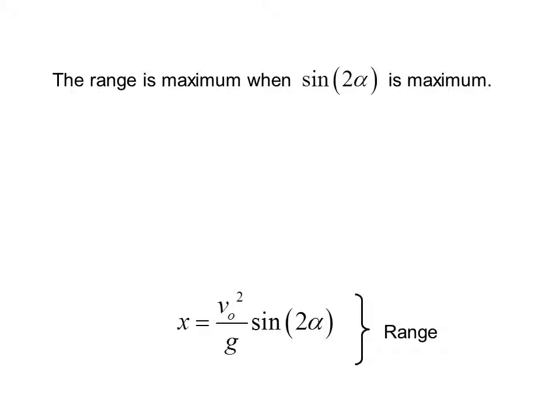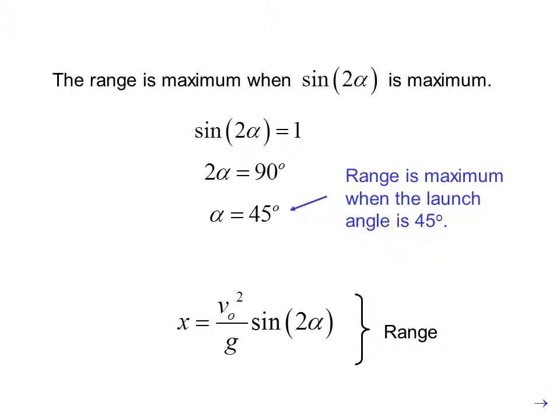The range is maximum when sine 2 alpha is maximum. So we have sine 2 alpha equals 1, or 2 alpha equals pi over 2, or 90 degrees. So alpha equals 45 degrees. The range is maximum when the launch angle is 45 degrees. And even when you were a child, you recognized this intuitively, because if you wanted to throw a ball as far as possible, you threw it up at an angle of about 45 degrees.